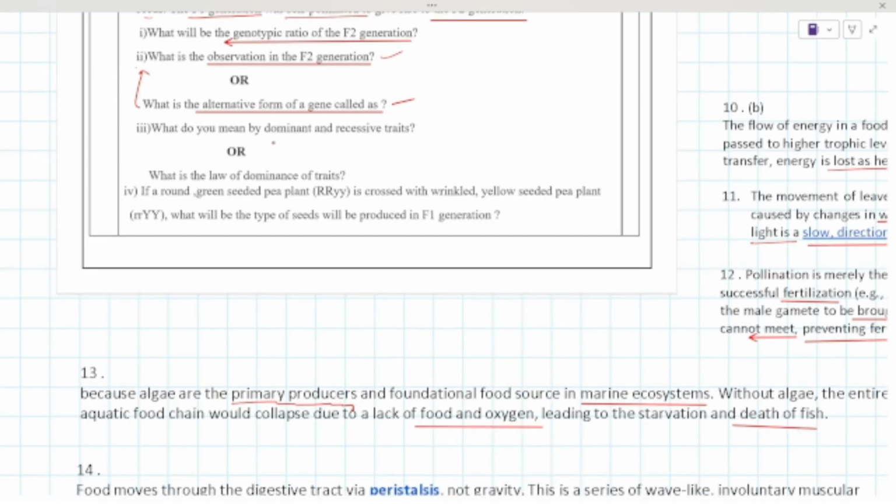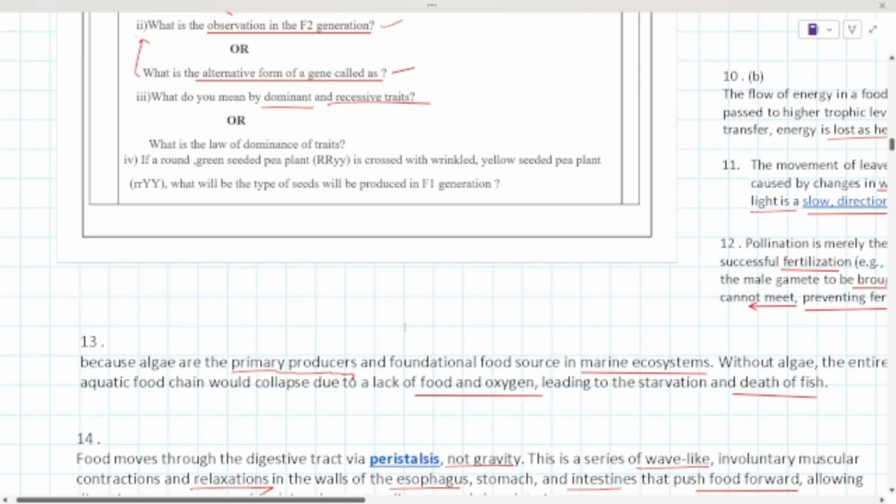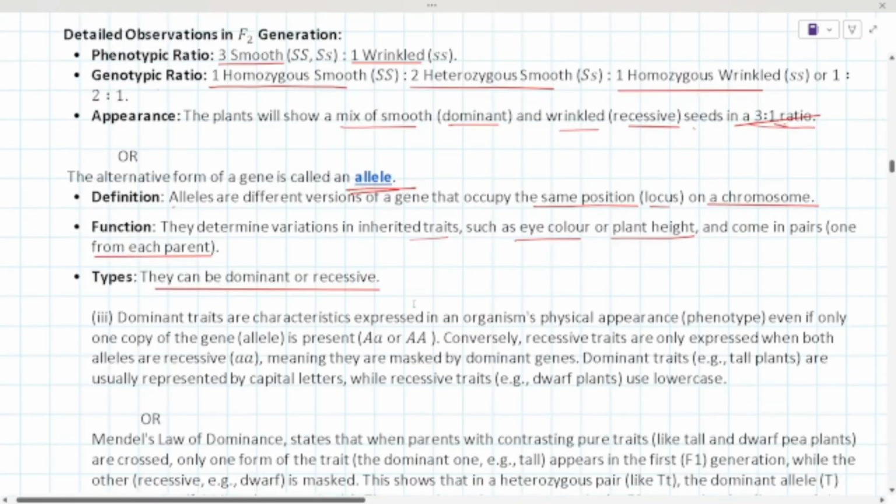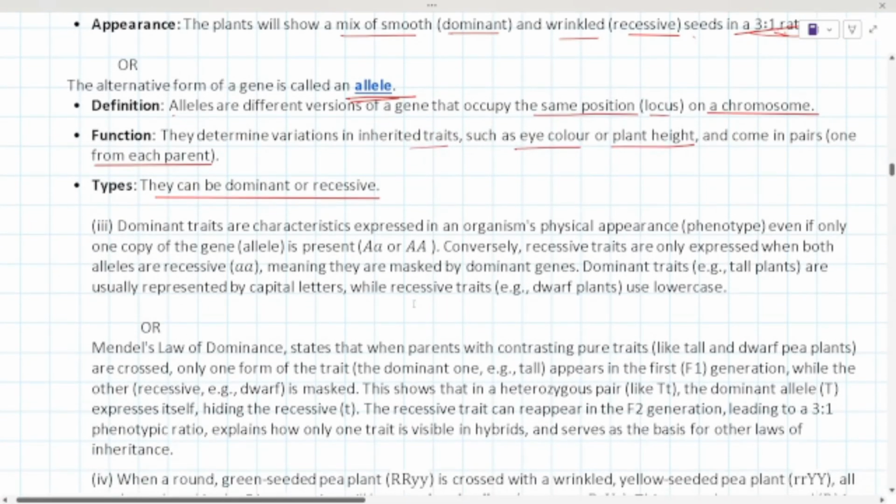What do you mean by dominant and recessive? Dominant means it dominates over the recessive trait. It is stronger than the recessive trait and appears more. And recessive states the other characteristics, right? In a simple way.